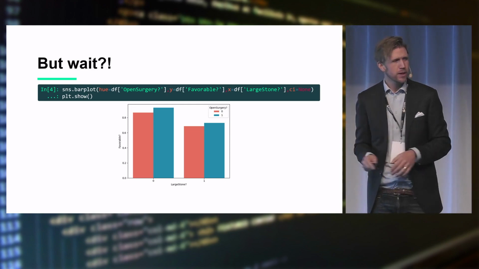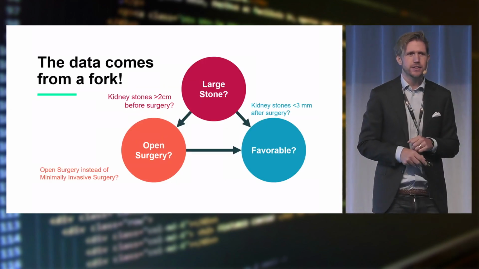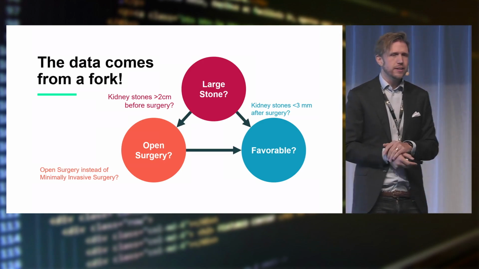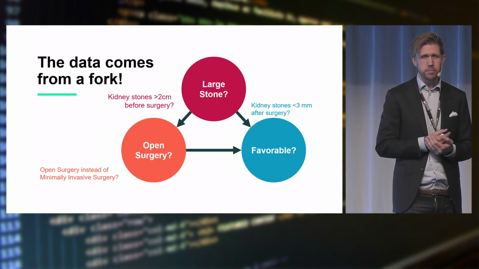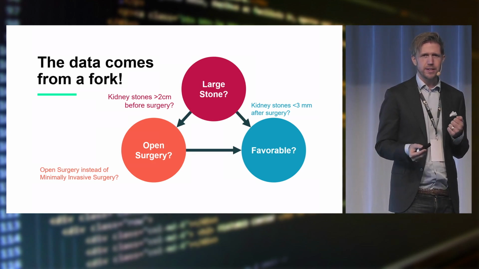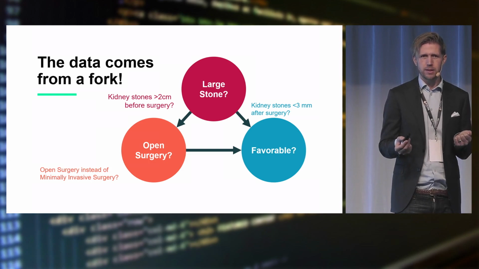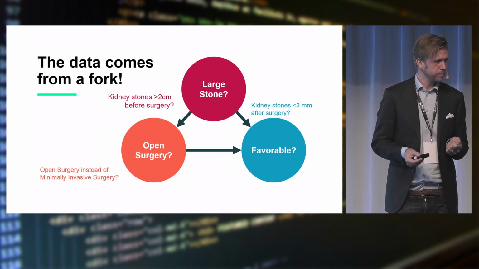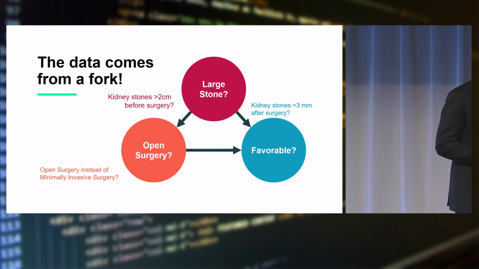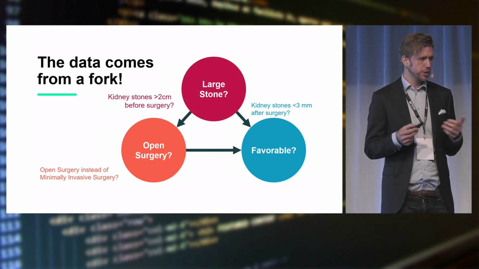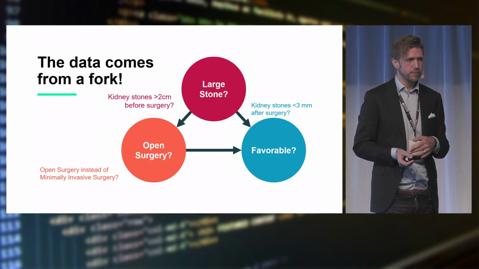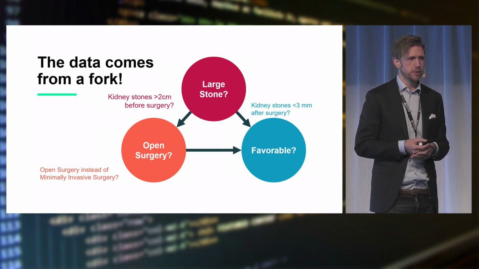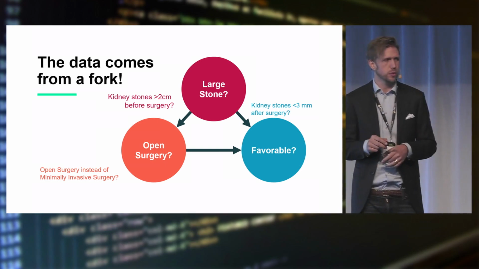This is really funny. And the explanation you can find in the structural causal model. The data comes from this fork diagram that I talked about. And comparing with the Reichenbach principle before, the reason that A and B are statistically dependent is also because there is something else affecting both. So we want to know what is the causal effect from open surgery on whether or not the surgery was favorable. But it's confounded by this other variable with large stones.